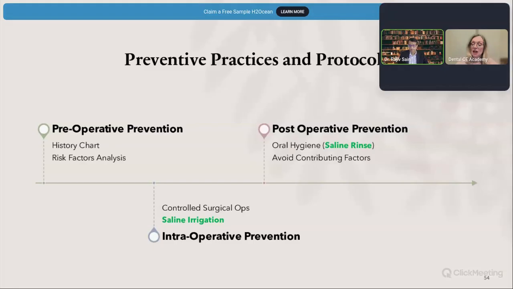Do you still recommend zinc oxide eugenol paste for dry socket? Yeah, sometimes it is recommended based on the type of the surgical site involved. Yes, we can use that. Okay.